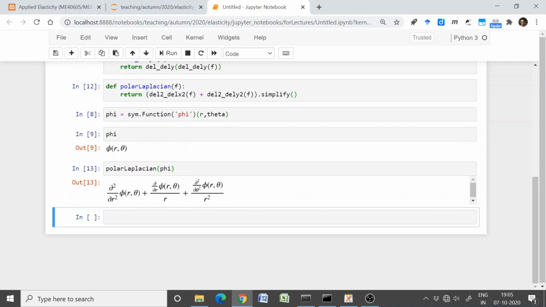Okay, so it works very much. Even without the simplify command here, it works. So that's very good. Now the moment we realize that this is working, we can immediately go and find out the polar biharmonic.